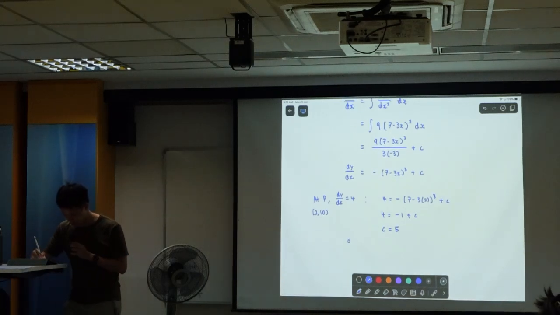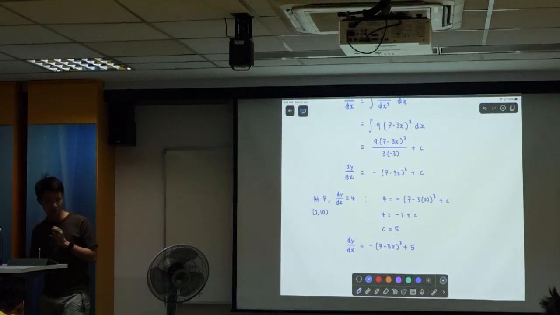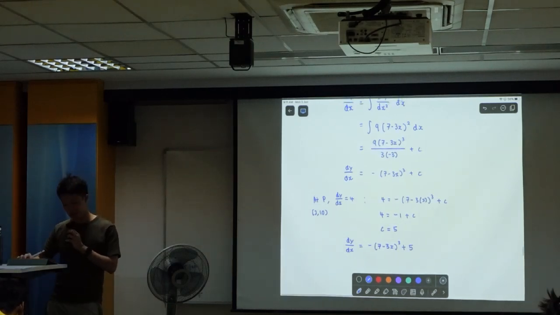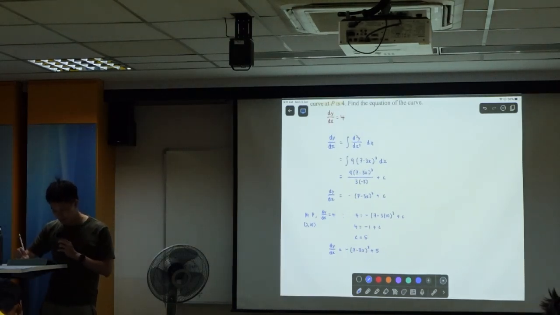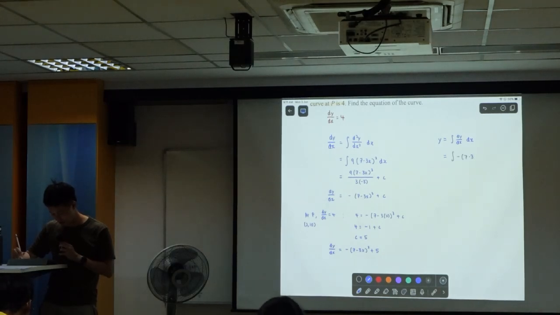So in here, we know that dy/dx must equal negative (7 minus 3x) cubed plus 5. This is where it gets complicated because now there's a plus 5. So now to find y is the integration of dy/dx, which means this is the integration of negative (7 minus 3x) cubed plus 5 dx.